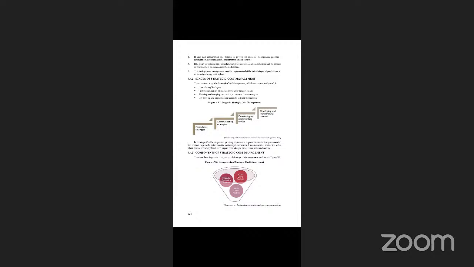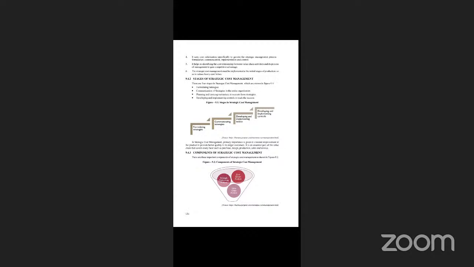After developing and implementing the tactics, next you develop and implement the controls. These are the things where you track the success. It helps to track the success and to take a correct managerial decision that whatever tactic you have framed for your formulating strategies is the best one. So these are the stages of strategic cost management.